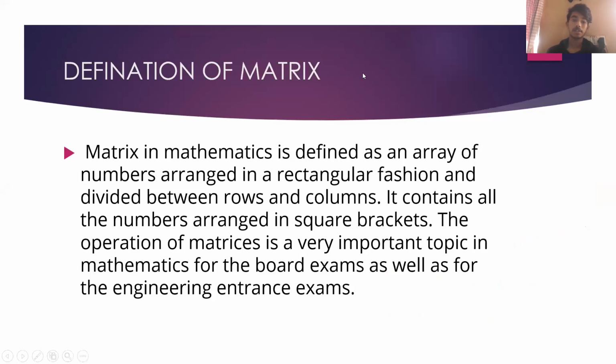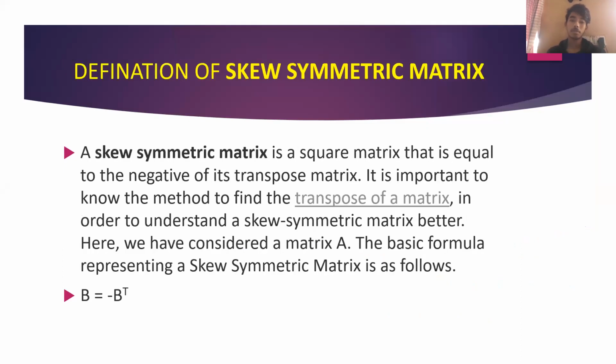Definition of matrix. A matrix in mathematics is defined as an array of numbers arranged in a rectangular fashion and divided between rows and columns. It contains all the numbers arranged in square brackets. The operation of matrices is a very important topic in mathematics for the board exams as well as the engineering entrance exams.